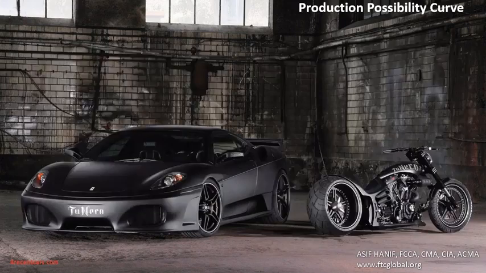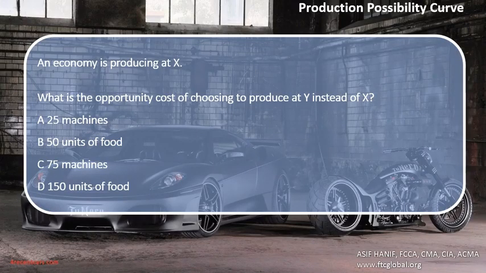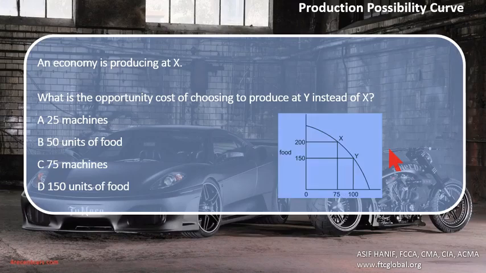All right, now let us try to understand our concept, how well we have understood, using some examples or questions. An economy is producing at X, meaning we are producing at X 200 units of food and 75 units of machines, which is not shown here. If we move from point X to point Y, what is the opportunity cost of choosing to produce at Y instead of X? So if we move from point X to point Y, we will have to sacrifice 50 units of food to get additional 25 units of machines.